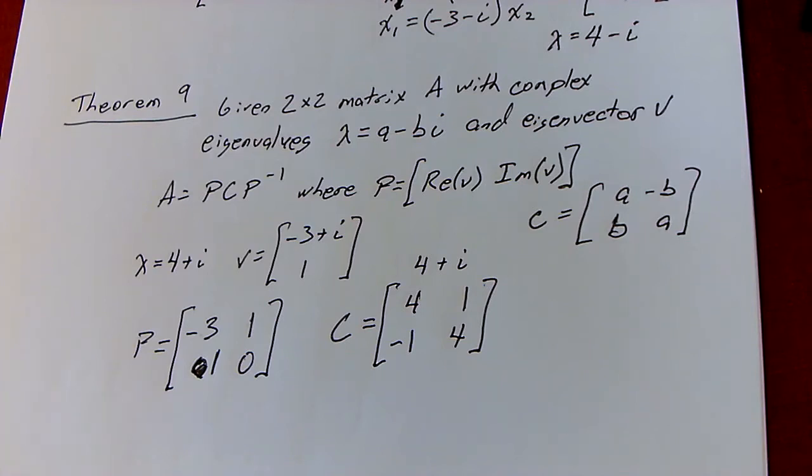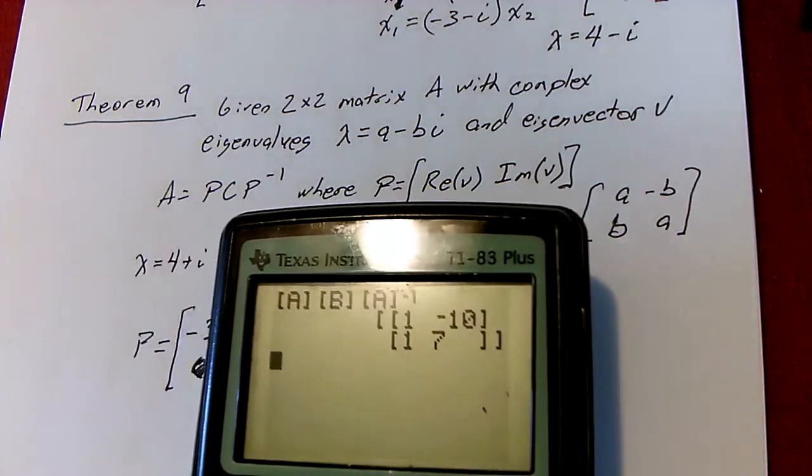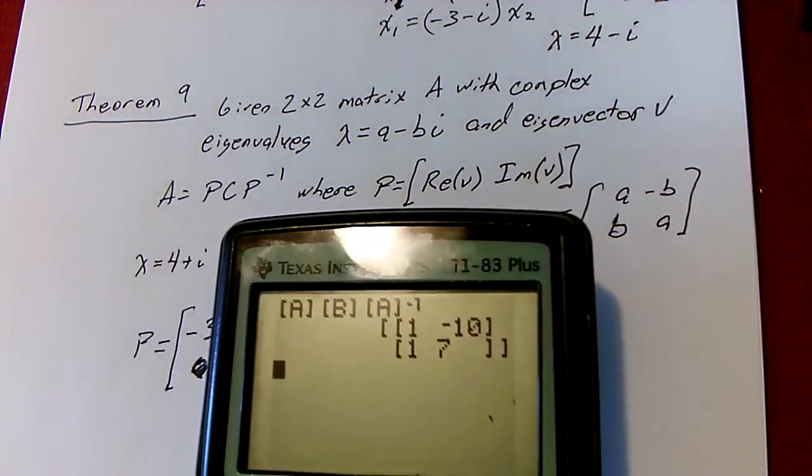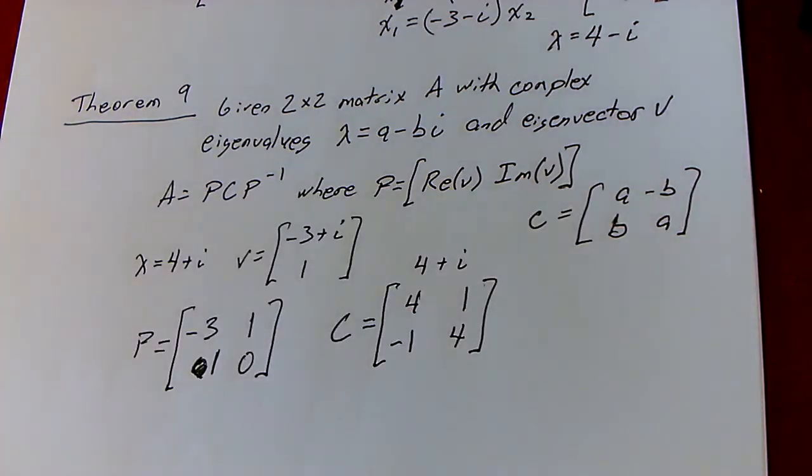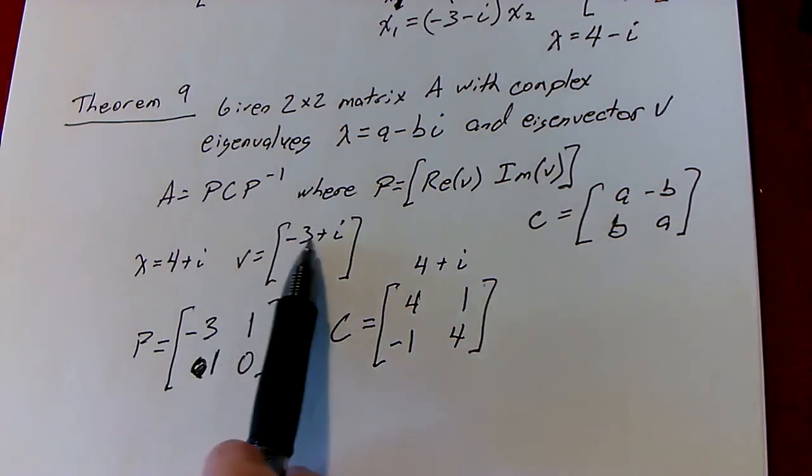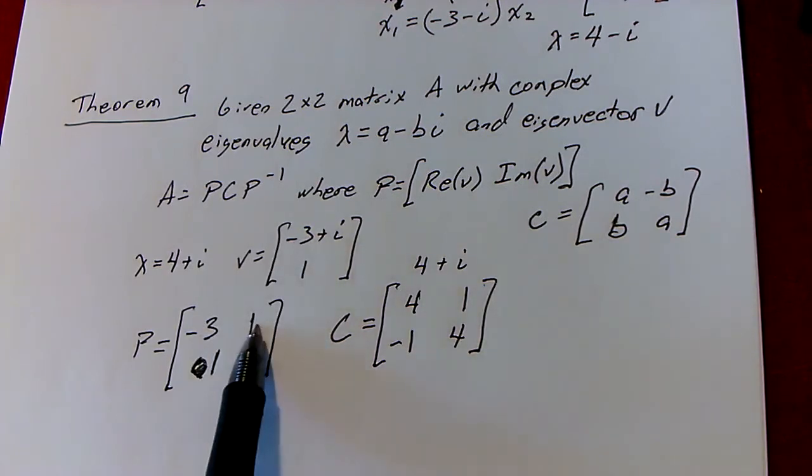And then you can take your calculator and type in your matrix P and your matrix C and multiply them, and you get exactly the matrix that you started with. Okay, so I've already typed those matrices in. You see A, B, A. Okay, so the easiest way to remember what to do here is to just read across. So I've got my vector first, -3 plus 1, 1 and plus 0 on the second row.